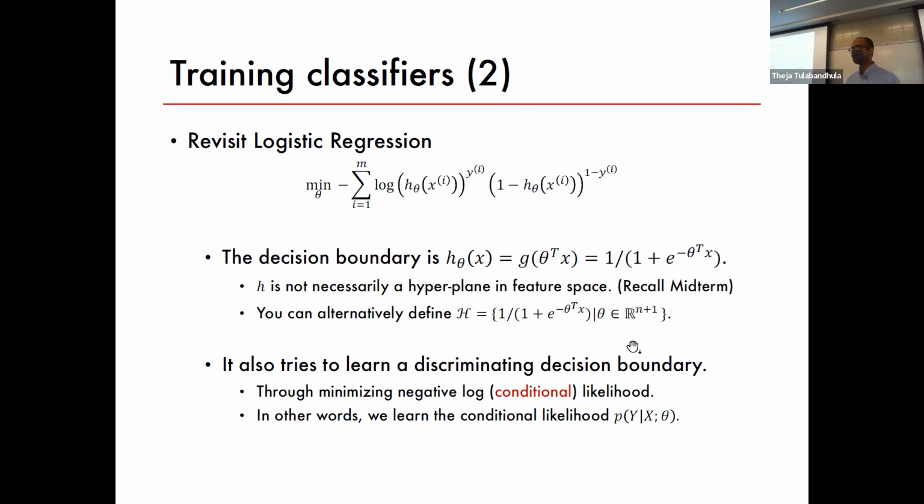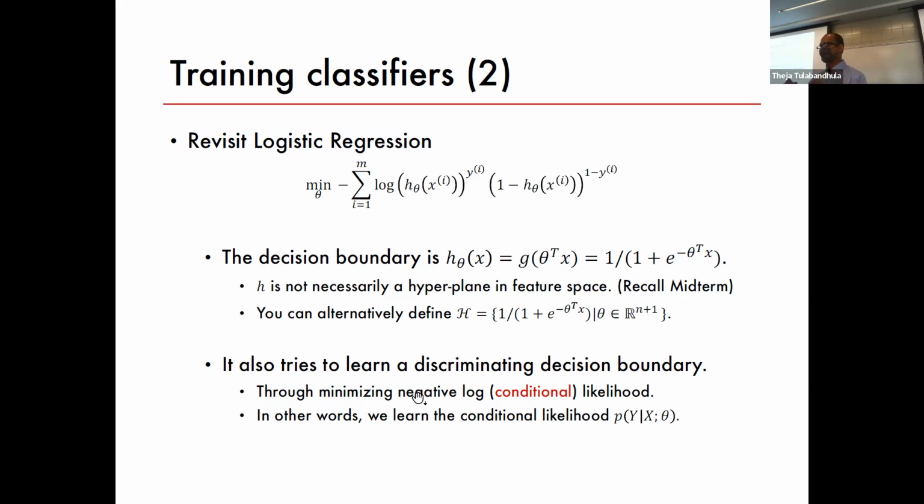But with the threshold and this H theta of x, we do get a decision boundary. And it turns out that decision boundary is actually linear. So logistic regression also gives us a linear decision boundary, very similar to SVM, which gives us a linear decision boundary, and not similar to decision trees, which give us a non-linear decision boundary.